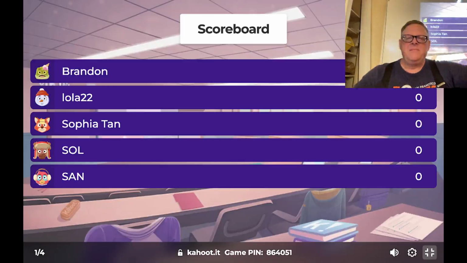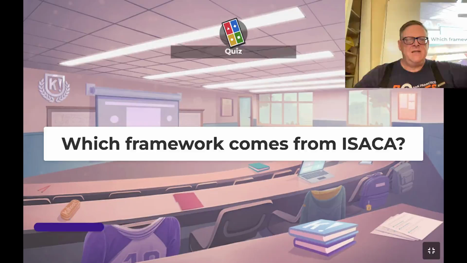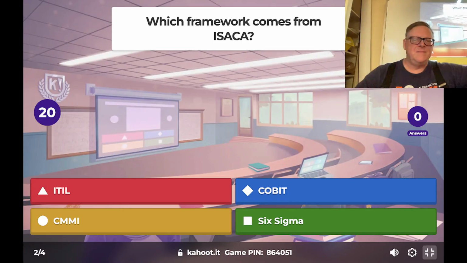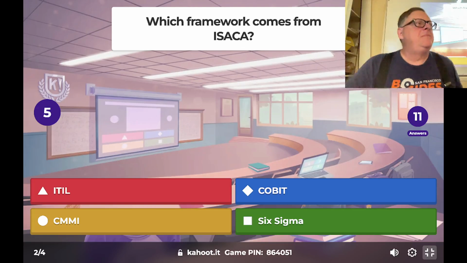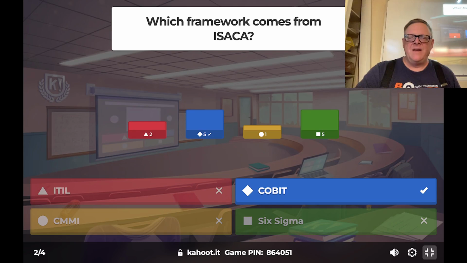All right, which framework comes from ISACA? That's COBIT, comes from ISACA.